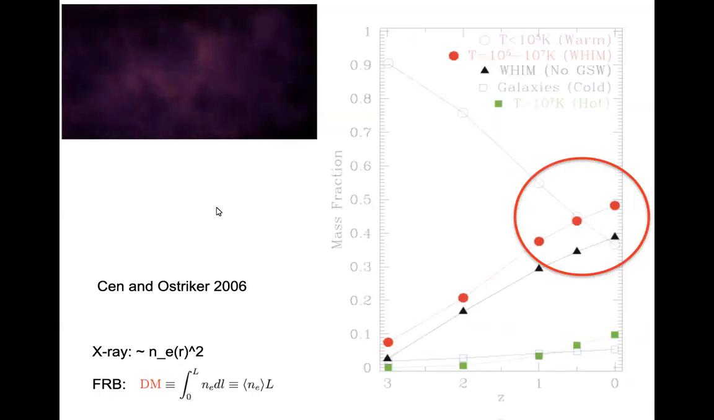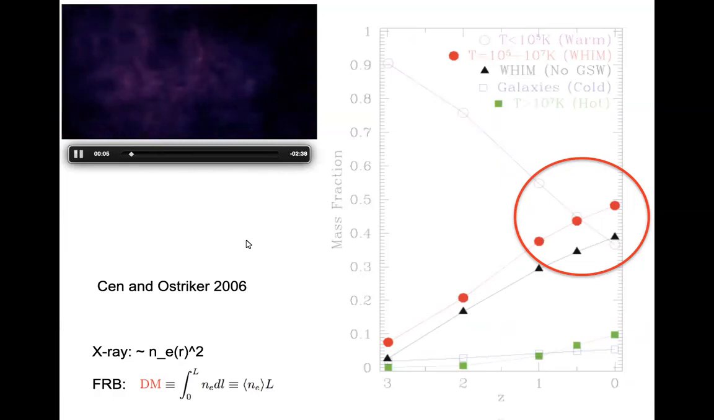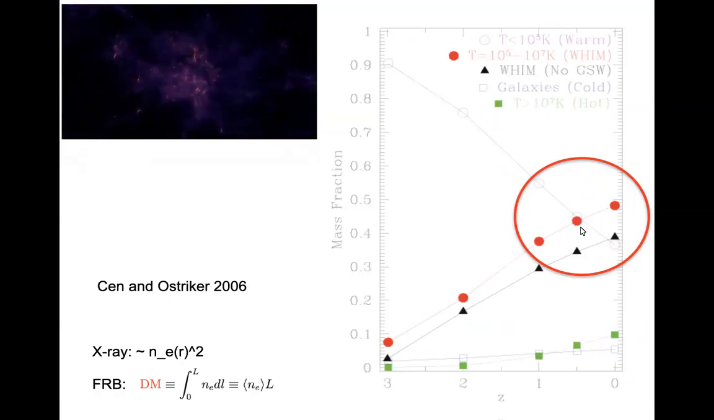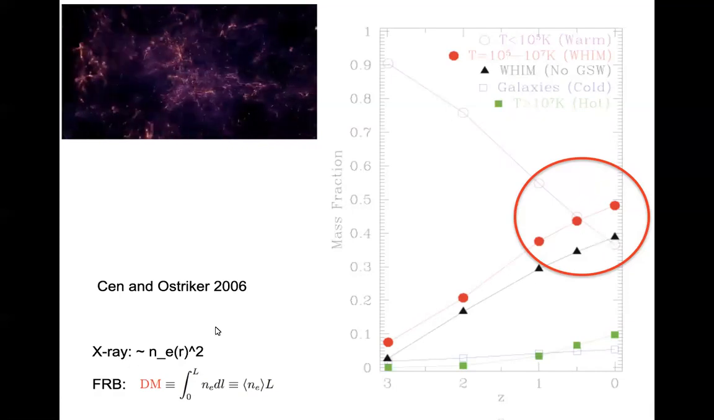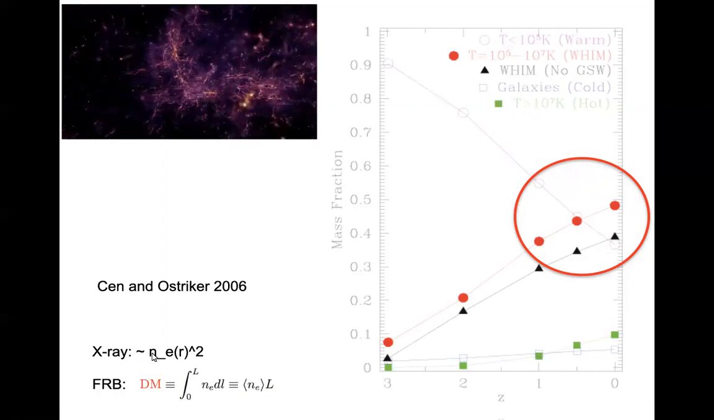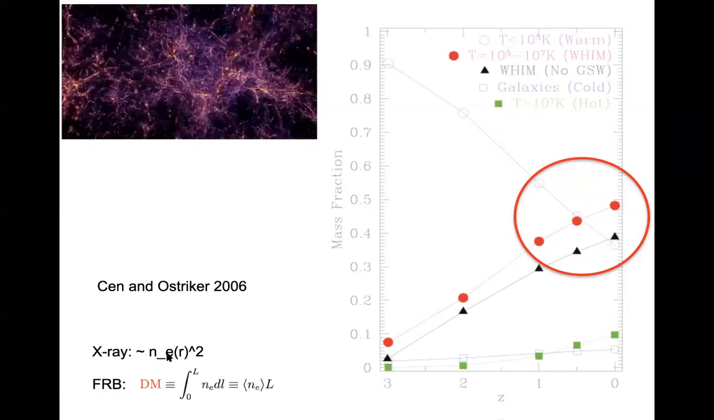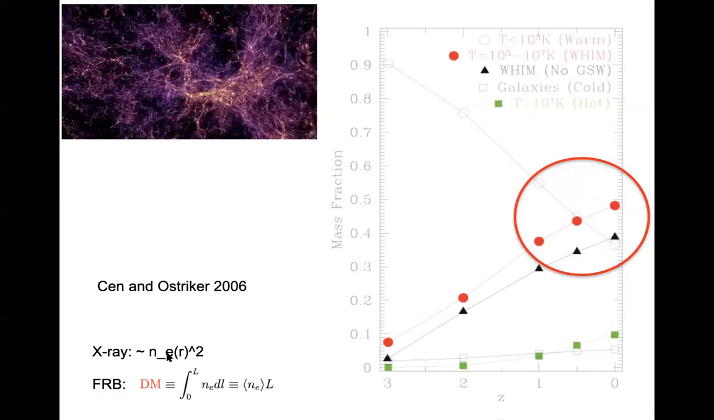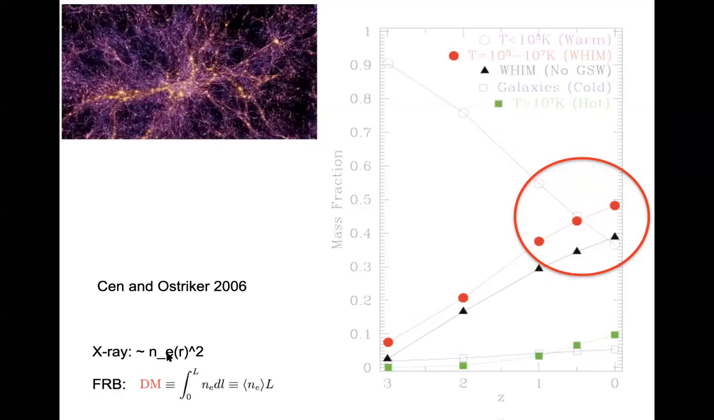A numerical simulation shows, this is Sun and Ostriker's early hydro simulation, later updated by a few others, that most of the missing baryons are actually in the warm hot intergalactic medium, which is pretty dominant at lower redshift. But this is hard to measure by X-ray, because X-ray flux is directly proportional to n_e squared. So if you have a dropping profile from the cluster center, then the square of it would be even sharper, and therefore X-ray would only be able to measure the very central peak of the baryons.